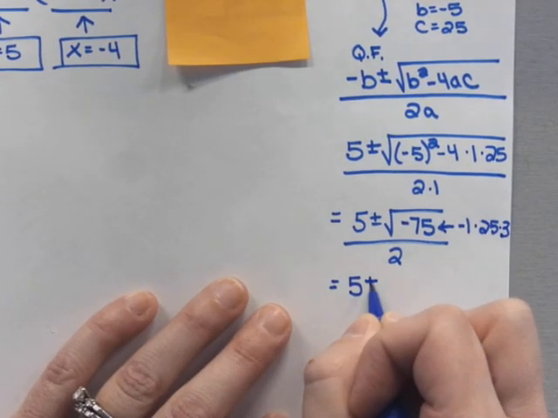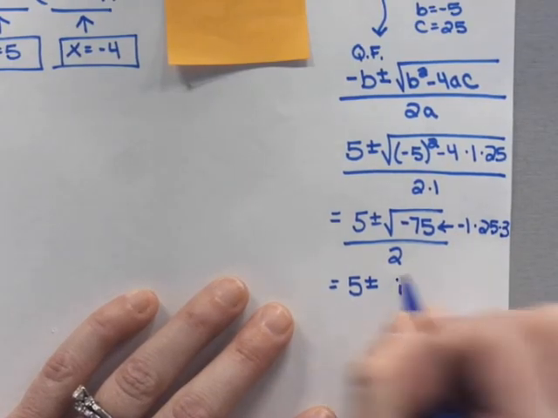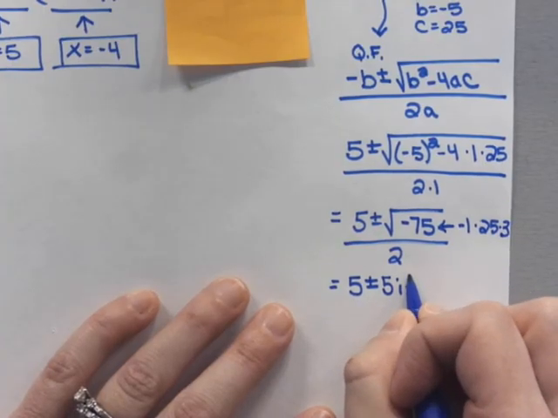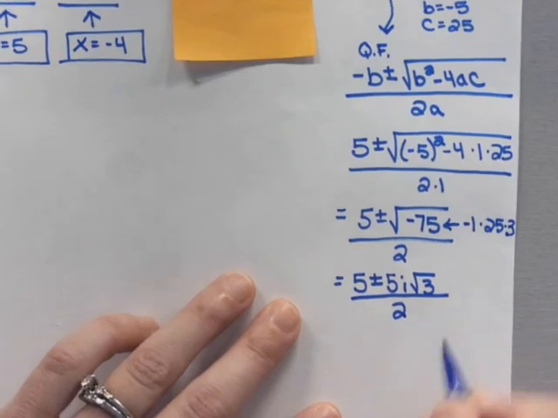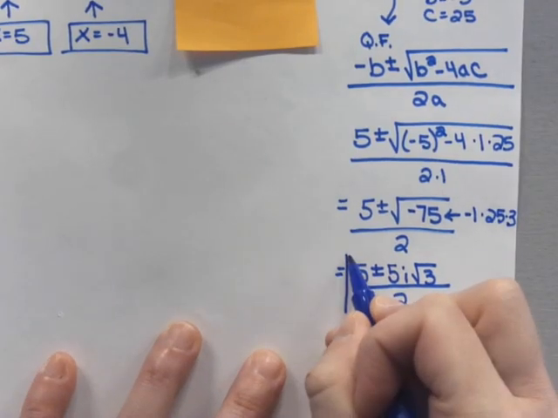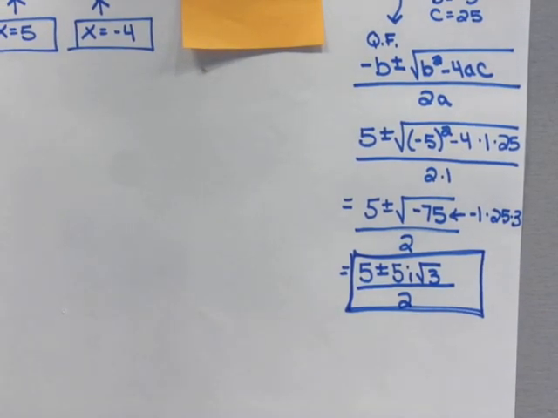So I get 5 plus minus. What do we know the square root of -1 is? i. What's the square root of 25? 5. And then we can't take the square root of 3 and have it be nice, so it's just going to live on underneath. Sometimes there's even one more step, believe it or not, because sometimes we can divide by 2 or whatever's in the denominator. Are these things divisible by 2 though? No. So this is my final answer as it stands. I'm going to box that in.